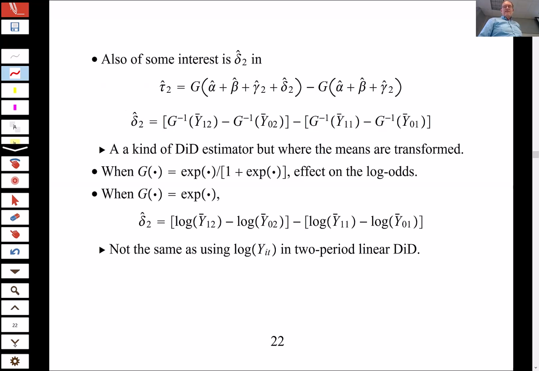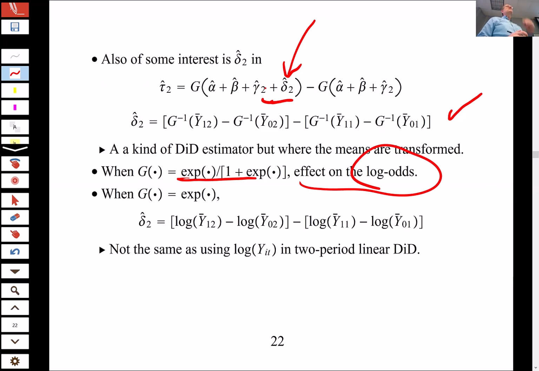By the way, I felt I needed to add this. If you are interested in things like log odds ratios, then that is exactly what you would get as the coefficient on the treatment indicator. So the delta 2 hat, I won't go through this, but in the case of the exponential, this is going to be this estimated trend difference in logs. And in the case of the logit, the coefficient that you get on the treatment indicator is the effect on the log odds, if you prefer that, okay?